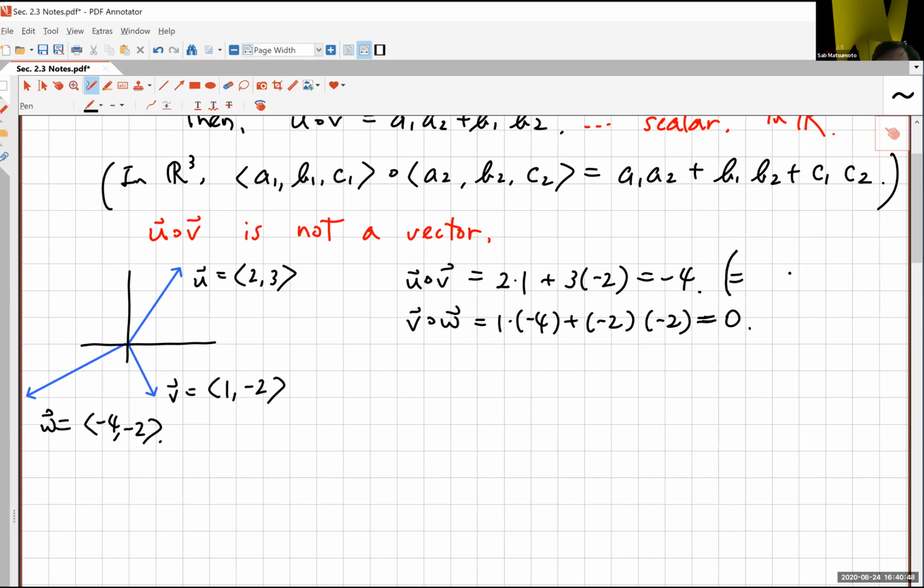And by the way, I think you can agree, in general, U dot V has to be equal to V dot U. Why is that? Well, because you have multiplication and addition, both of which are operations which we call commutative. Also, let's do a U dot U. So what is U dot U? Well, that's 2 squared plus 3 squared, because U is just (2, 3). So when you do that, of course, it's 4 plus 9, that's 13.